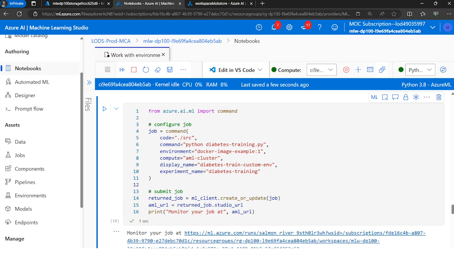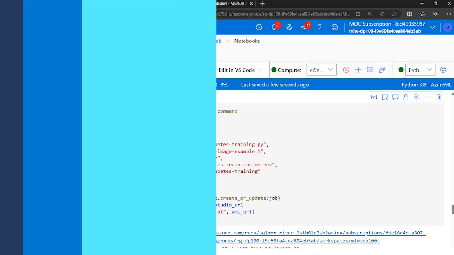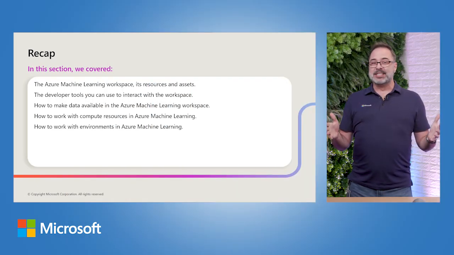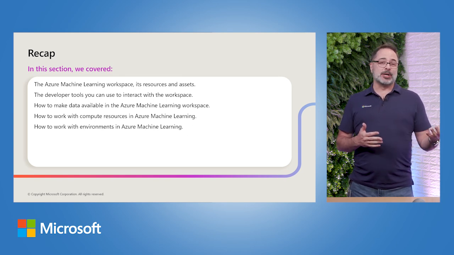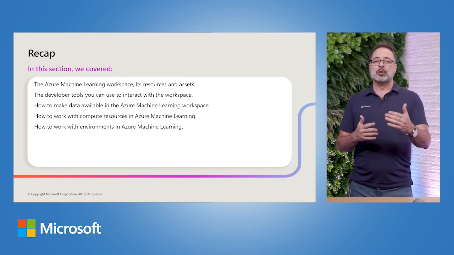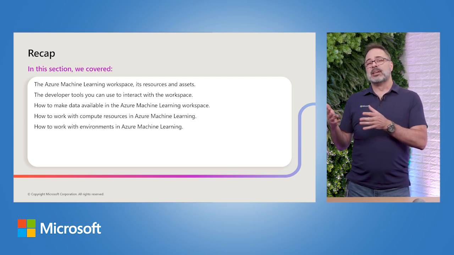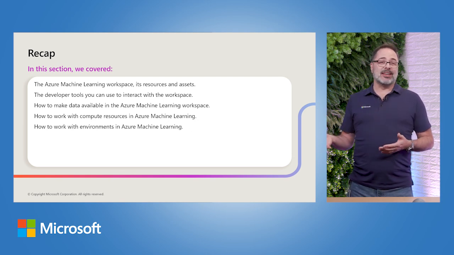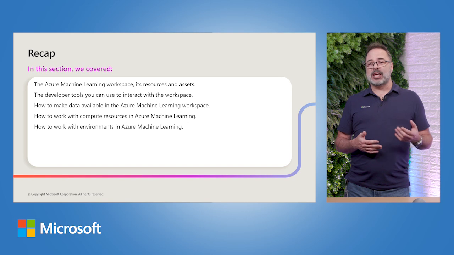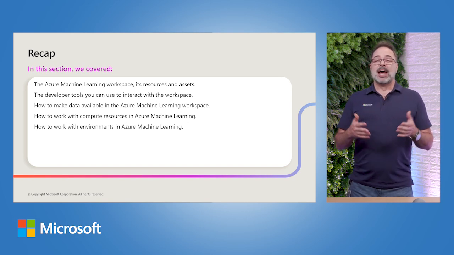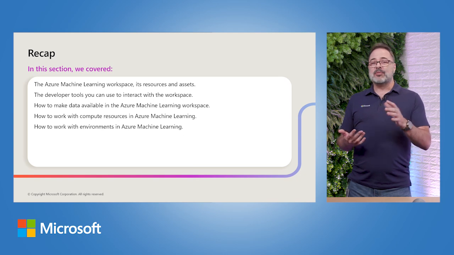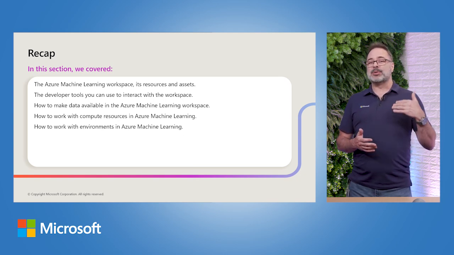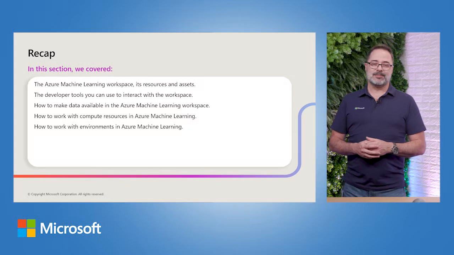Okay, with that, let's jump back over to some content and wrap up this video. This concludes this video, where we covered a lot of the core configuration of the Azure Machine Learning Workspace, starting with introducing its resources and assets, showing you how you could work with the workspace using the Python SDK or Azure CLI, and then we discussed making data available to the machine learning workspace. How to configure compute and the different options there, and we finished up with introducing environments and what they represent in an Azure Machine Learning workspace.